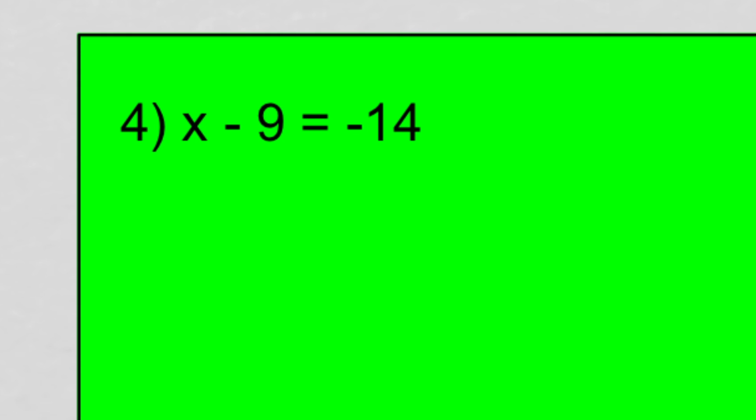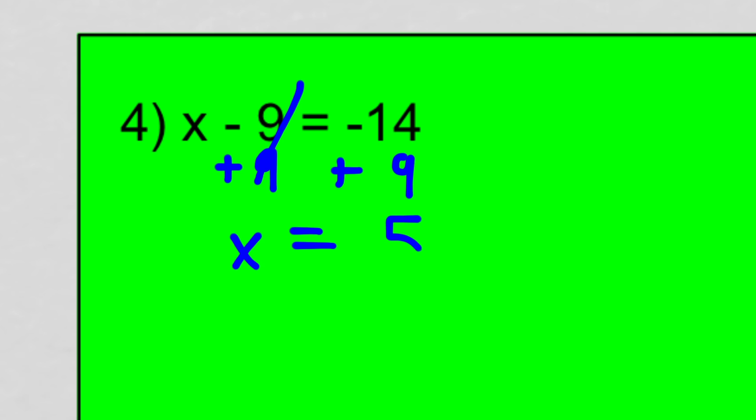Okay, same thing on number 4. I want to make the x by itself, so I want the negative 9 to turn into 0. I do that by adding 9. Minus 9 plus 9 goes away. And then negative 14 and positive 9, the signs are different, so I subtract. And since I have more negatives, the answer is negative.